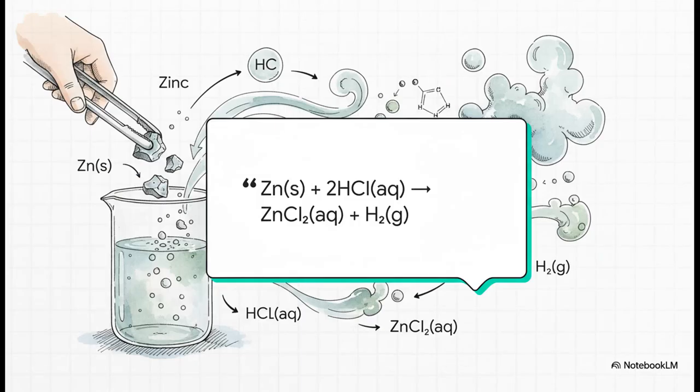We see this happen all the time when you drop a piece of zinc metal into acid. Zinc is more reactive than hydrogen, so it just swoops in and kicks the hydrogen right out of the acid. What you get is zinc chloride, and the hydrogen is released as a gas. You can literally see the bubbles of that displaced hydrogen fizzing away.